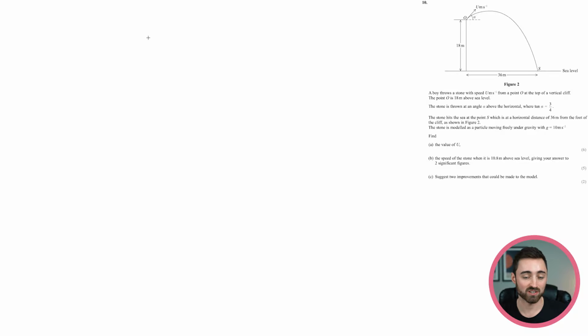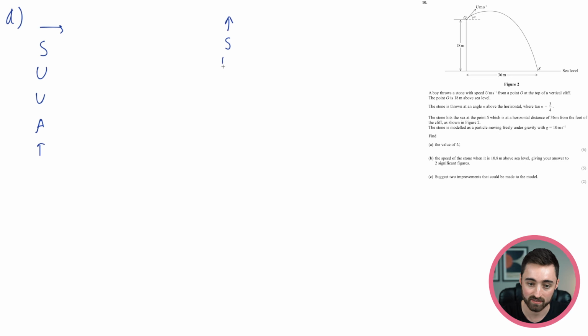Right, so projectiles is all about the suvats. It's all about your horizontal suvats and your vertical suvats. So let's try and set them up. So horizontally, what's kicking off? And then vertically, what's kicking off? Because they're independent. Let me just see where we want to do this suvat.